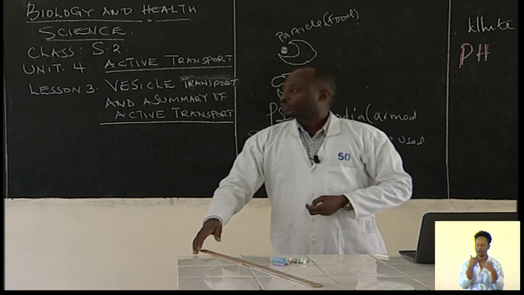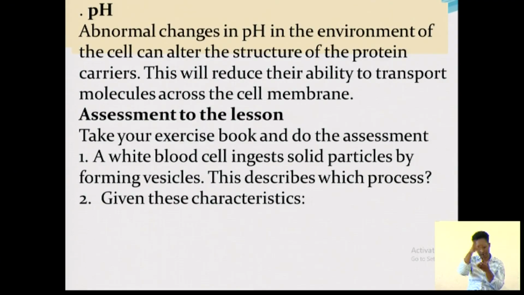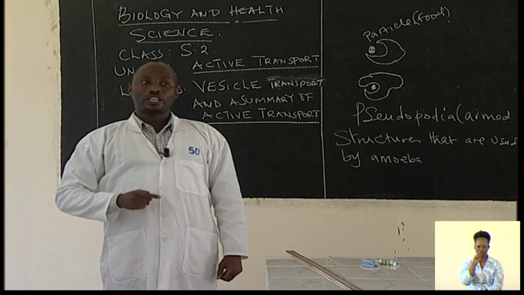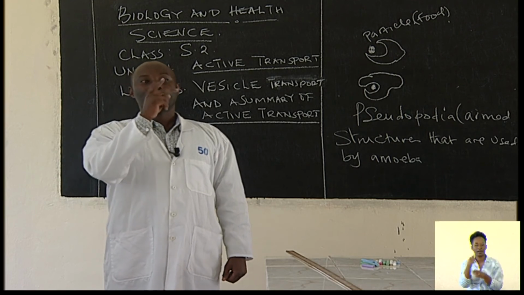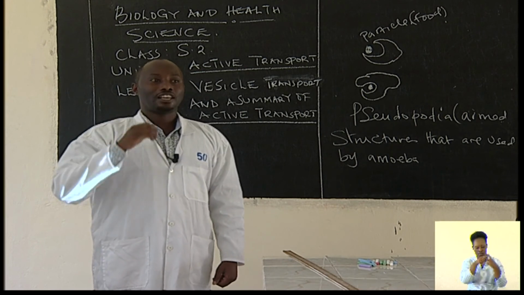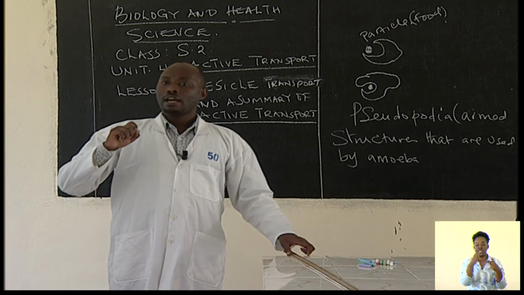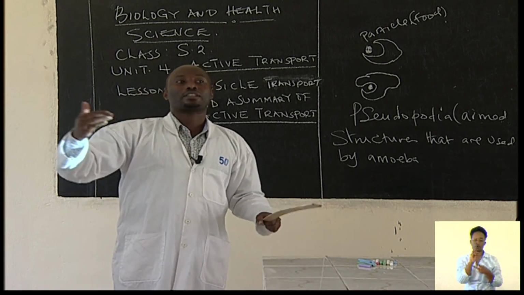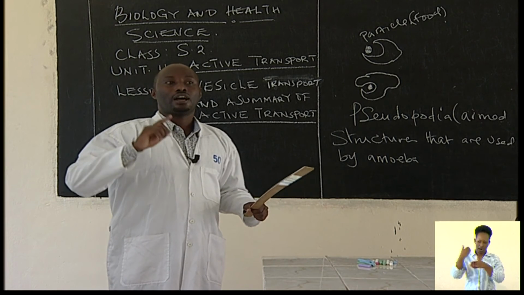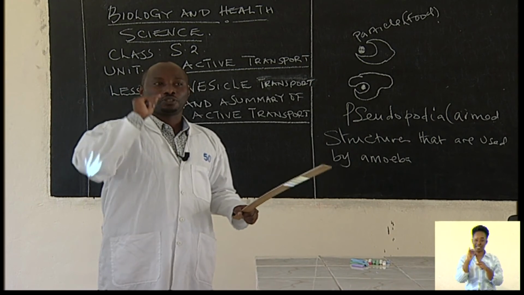Let's go through the assessment of the lesson. Students, I think we've been hearing about active transport. We talked about endocytosis. Who can remind me about endocytosis? Endocytosis has two types, phagocytosis and pinocytosis. Phagocytosis involves surrounding and engulfing. I talked about cell eating. Do you remember? Cell eating, phagocytosis.